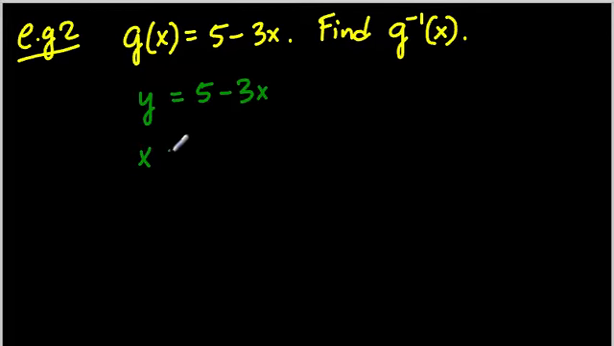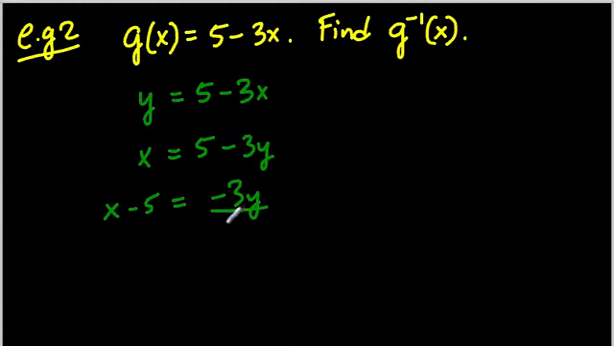So let's write that down. Instead of y, I'm writing x. The numbers stay the same, so it's 5 minus 3, and this x now becomes y. And the final step is, with this new equation, we're going to solve for y. In order to solve for y, first I need to get rid of this constant, so I need to subtract 5 from both sides. So x minus 5 is equal to negative 3y. And then I have to divide by -3 on both sides.